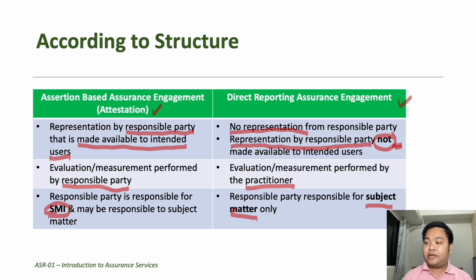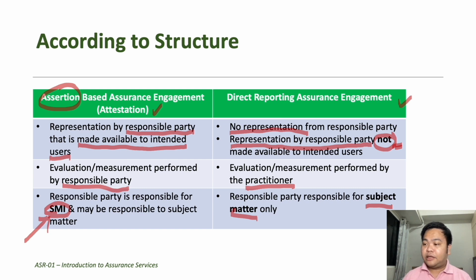Okay? So unlike in the assertion-based engagement, the focus is on the subject matter information, because it is the one that contains the representation of the responsible party. Another term for representation is assertion. Okay, so that is why it's called assertion-based engagement, because of the presence of the representation of the responsible party being made available to interested users.